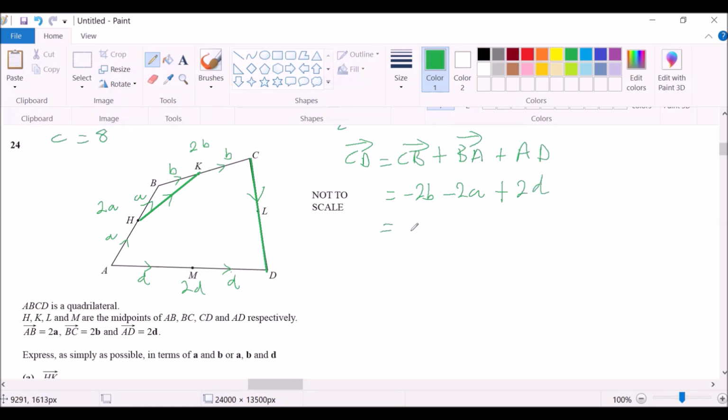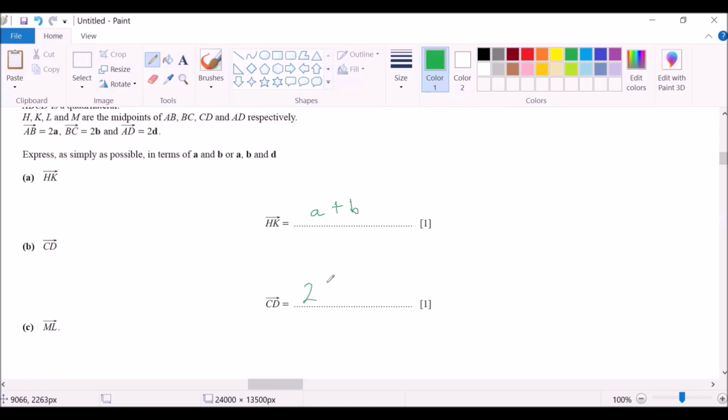Or we can factorize: 2 bracket d minus b minus a, which we can write as 2d minus 2b minus 2a. So any one of these can do.